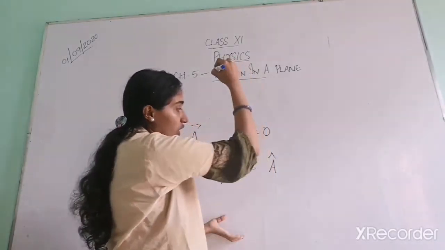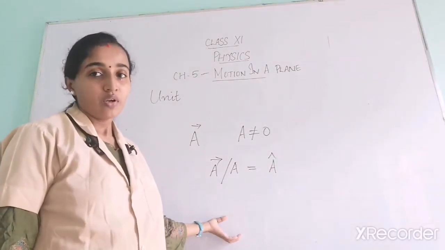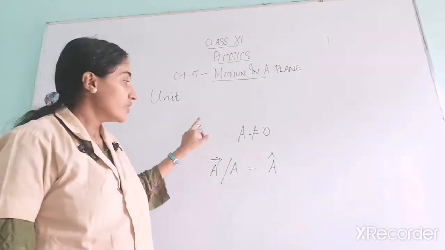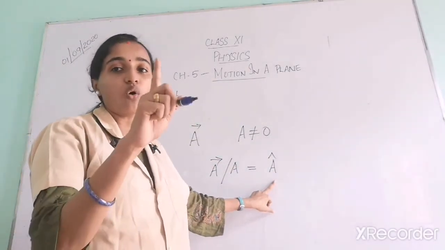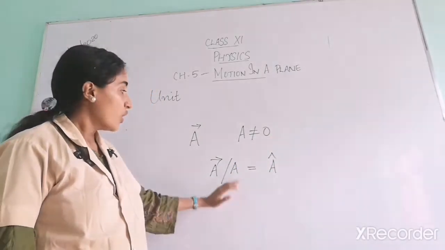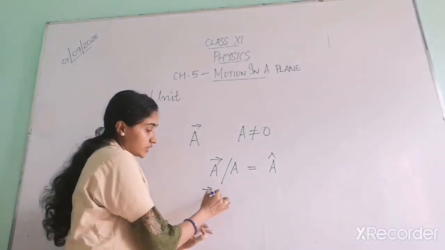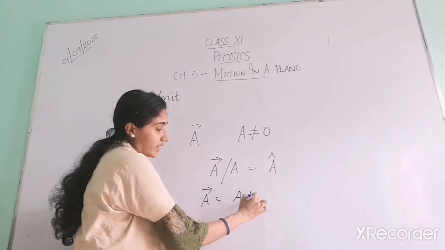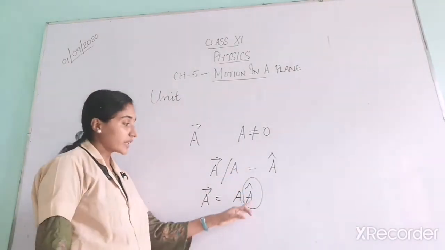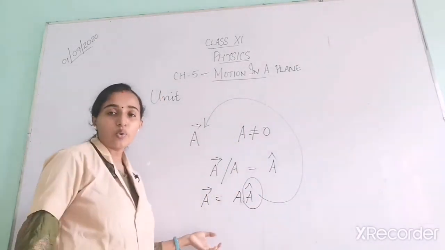A unit vector you always represent with a cap at the top. A vector you represent with an arrow mark in the direction, whereas a unit vector will always be represented with a cap on the top. Or you can write it as A cap. Now, what about the direction of this unit vector? The direction of this unit vector will be the same as that of your given vector.